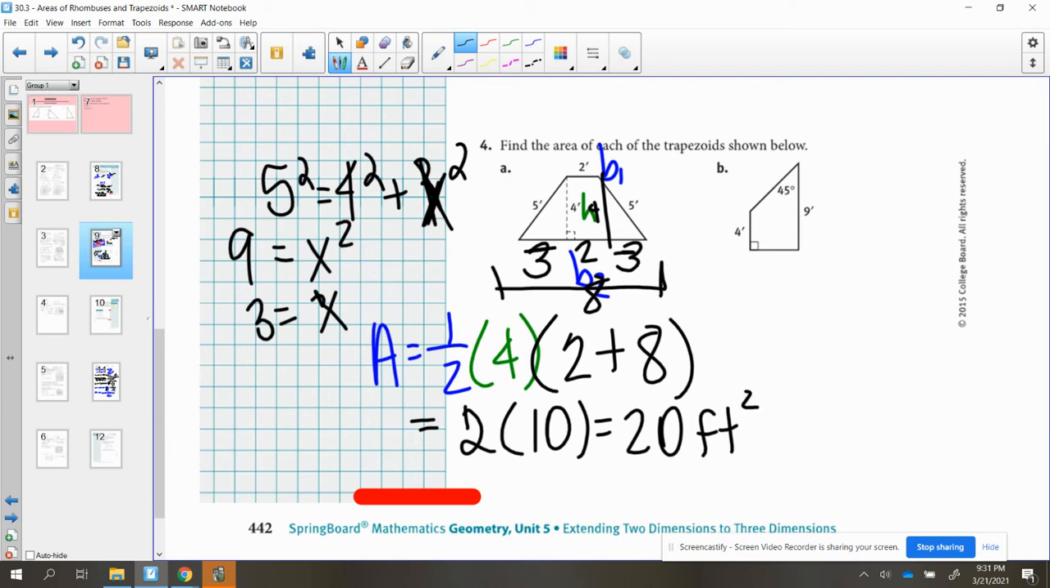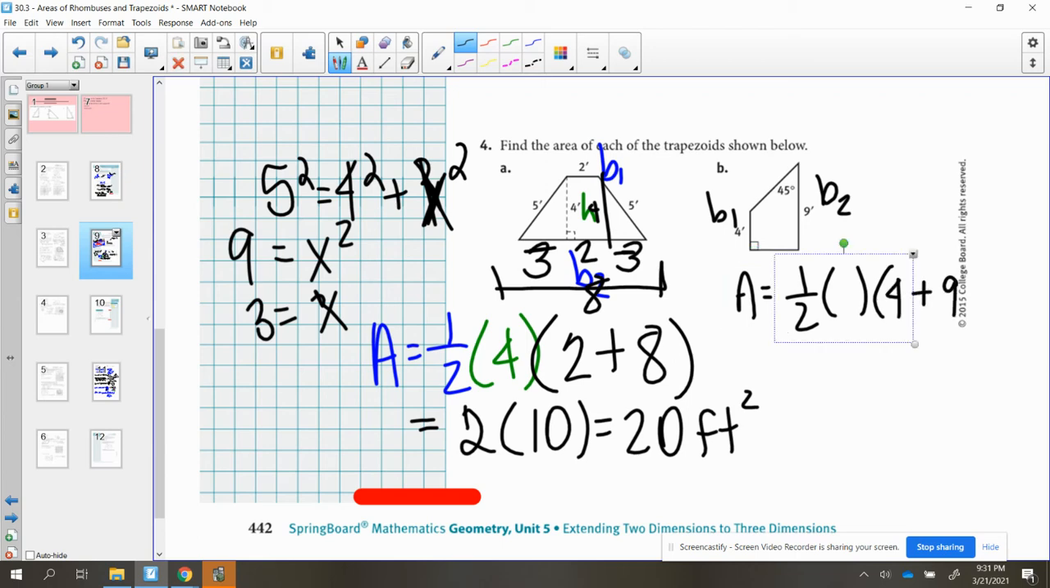And then we also have another example here for part B. This time they gave us our two bases, base 1 and base 2. The problem is, as we start plugging this in, we don't have the height. We have base 1 and we have base 2.